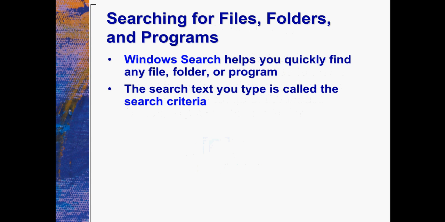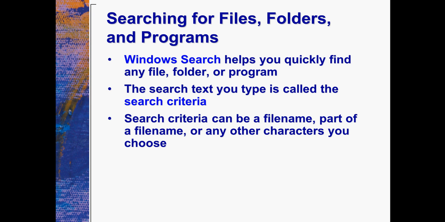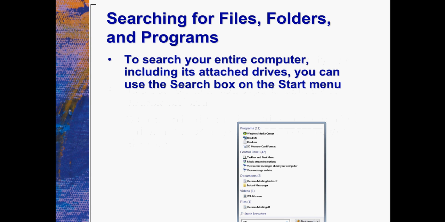Windows Search helps you quickly find any file, folder, or program. The search text when you type is called the search criteria. Search criteria can be a file name, part of a file name, or any other characters you choose. This is very helpful when you can't remember where you saved a file.